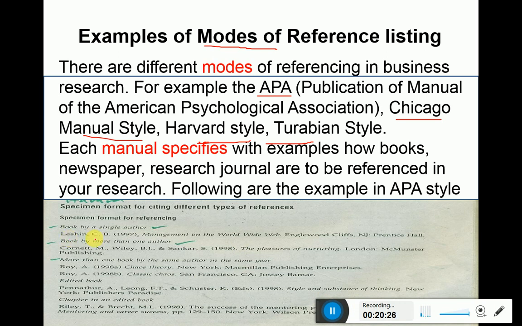The word lesson, CB, and bracket 1997, management on the World Wide Web, Englewood Cliffs, NJ, Prentice Hall. A book by more than one author is written in this style. That is known as your APA style.